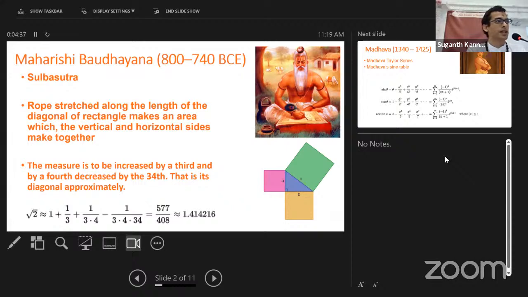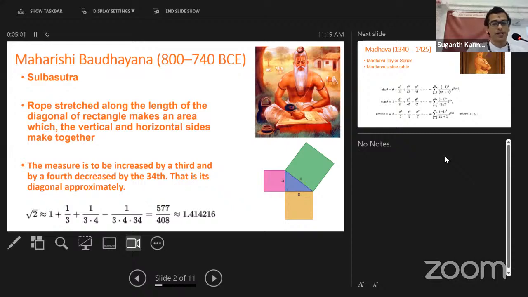He has given it in his Sulba Sutra, where he says that the rope stretched along the diagonal of a rectangle makes an area which the vertical and horizontal sides make together. Now, how does that connect with the Pythagorean theorem? If you take a rectangle and you draw a diagonal, you get two right triangles.